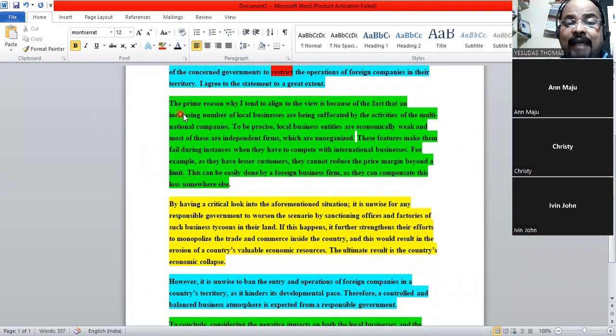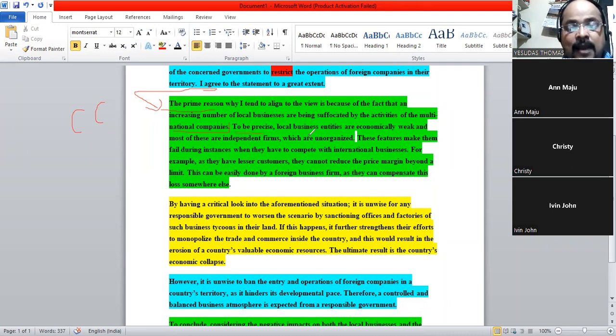Now, this is what we have in the first paragraph. The prime reason, the reason for my agreement, continuing the cohesion and coherence, it goes like this. The last part of the introduction is connected to the first part of the first paragraph. And this is what we call cohesion and coherence, the connection between the paragraphs and sentences. The prime reason why I tend to align to this view is because of the fact that an increasing number of local businesses are being suffocated by the activities of multinational companies. And this is the first sentence of the paragraph. And the rest of the sentences in the paragraph deal with the explanation of this particular sentence.